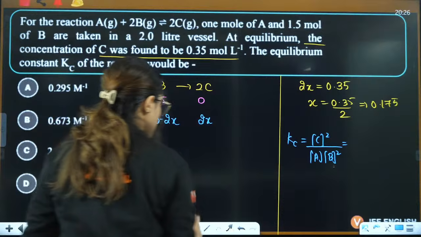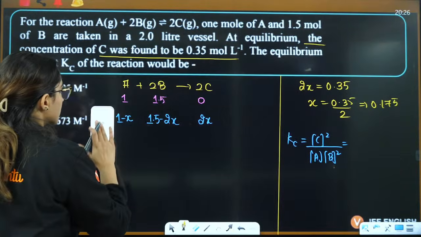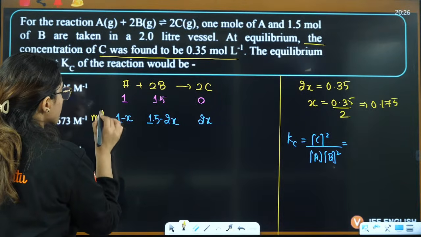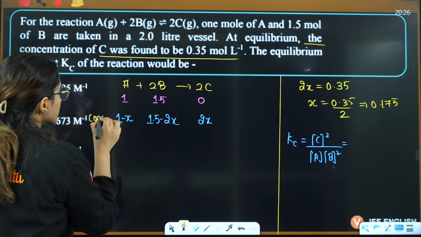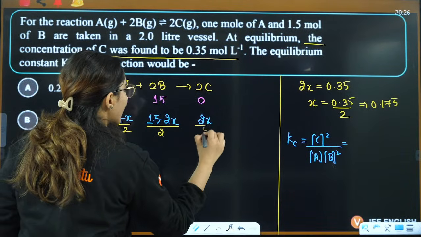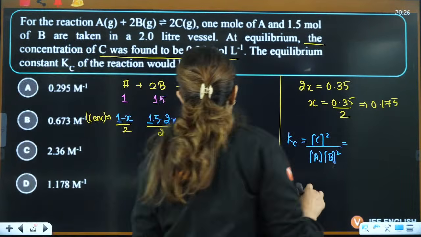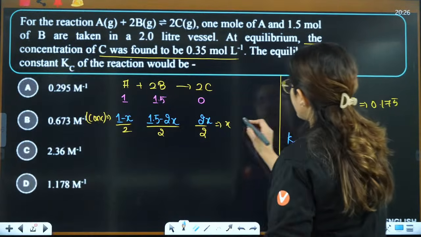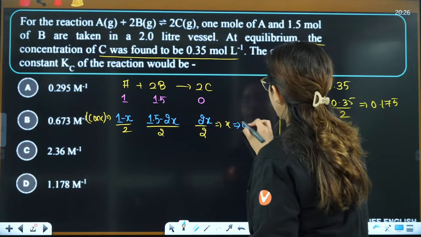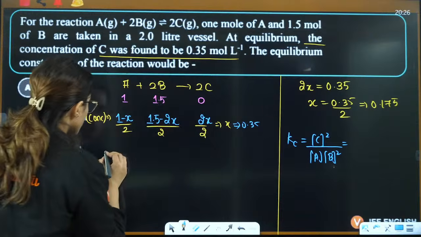One little mistake we have done here. This is actually in moles, right? All of this is moles. So convert it into concentration by dividing it by 2, directly divided by 2, and this will become x. And they have given at equilibrium the concentration x is equal to 0.35. Now you know the value of x is 0.35.